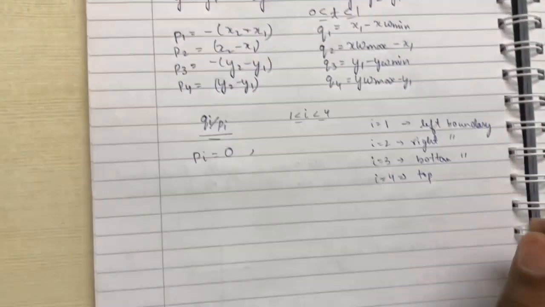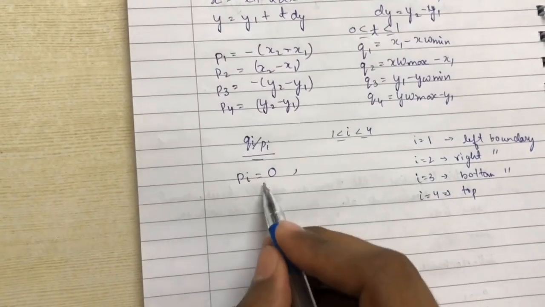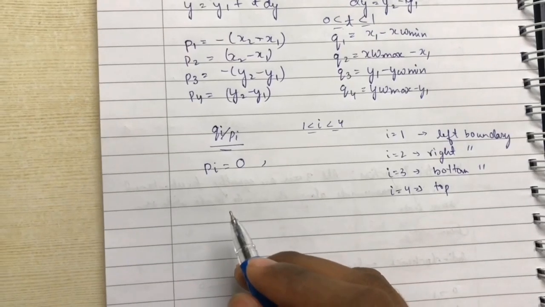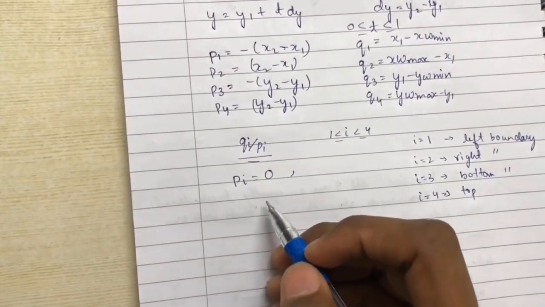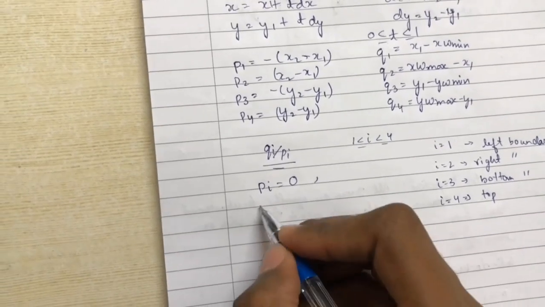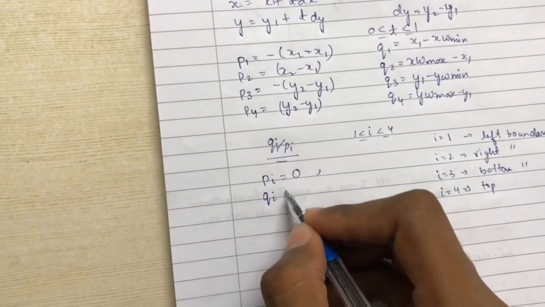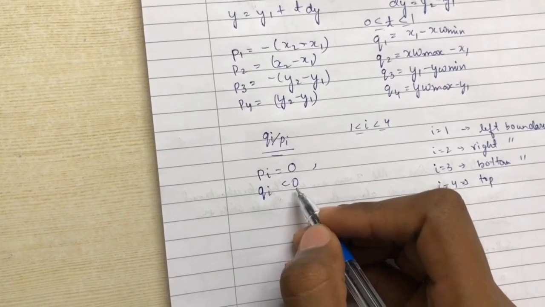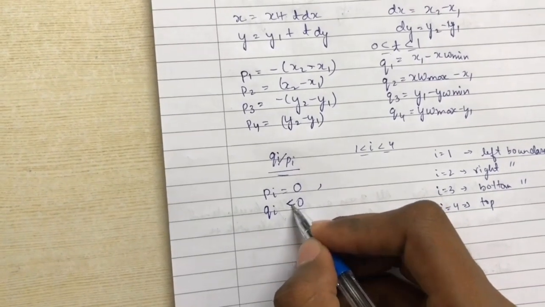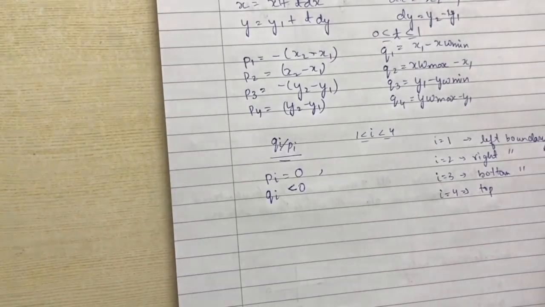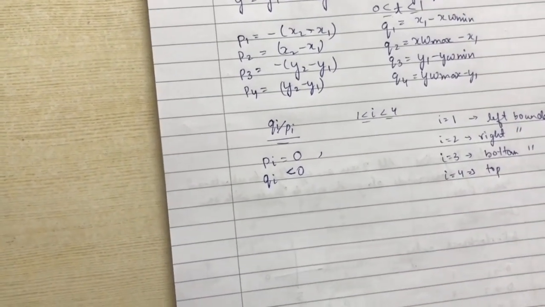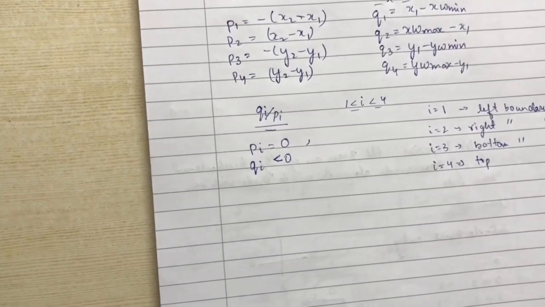So for whichever p value is equal to 0, that means the line which we are going to clip is parallel to this boundary. So after that we look for qi. If qi for that line is less than 0, then it means that the line is completely outside the window, so we have to completely discard it. Otherwise, if qi is greater than 0, we clip the line.